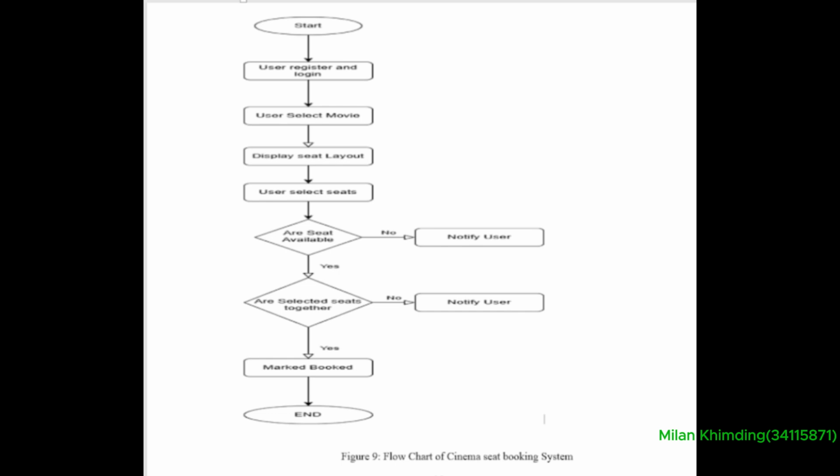If the seats are available, the system then checks whether the seats are adjacent, which means whether they lie together or not, which is often preferred for groups or families. If the selected seats are not together, the user is again notified. If all of these conditions are satisfied, then the seats selected by the user are marked as booked, completing the whole process. The flow then ends, indicating successful seat reservation. So that's how the cinema seat booking algorithm works.